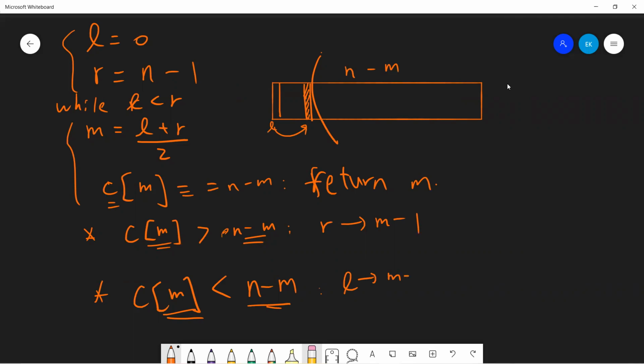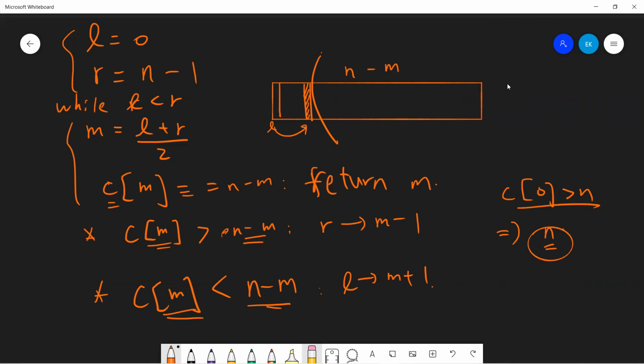If you cannot immediately see the reason, you can just check an example. For example, if m is 0, that means c0 is greater than n, right? So if c0 is greater than n, that means the first paper already has a citation count larger than the number of papers, then you should immediately return the answer, which is just n.